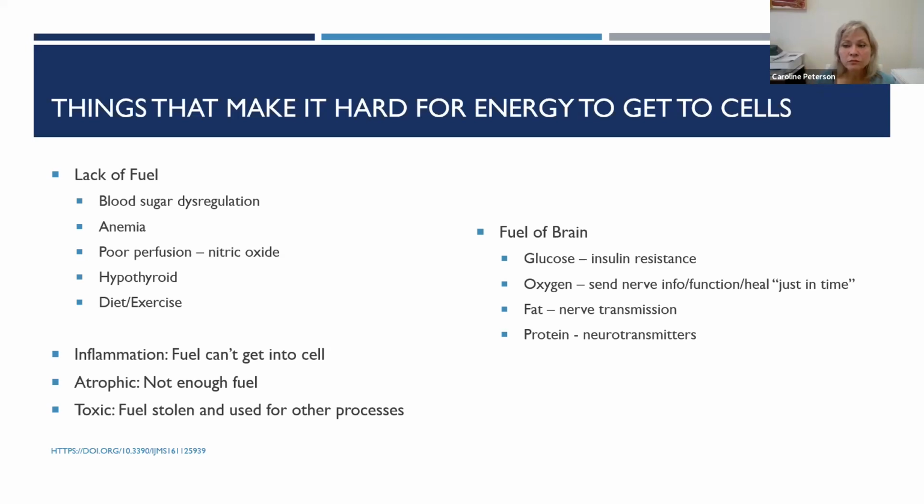So in our model that we're working with, most cognitive decline is related to the inability of fuel to get into the cell. The second most common reason is because there's not enough fuel. We don't have enough nutrition. It's not being carried properly, or the hormones. The last one is toxins. And basically what toxins do is they steal fuel, they steal energy, and use it for other reasons rather than for maintaining the brain.